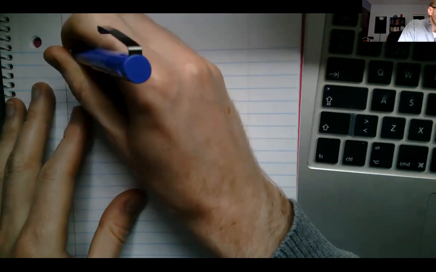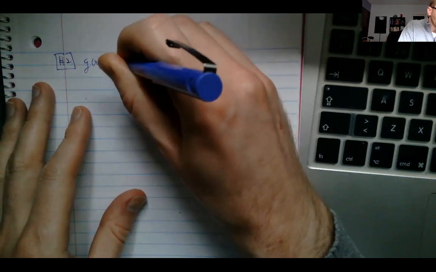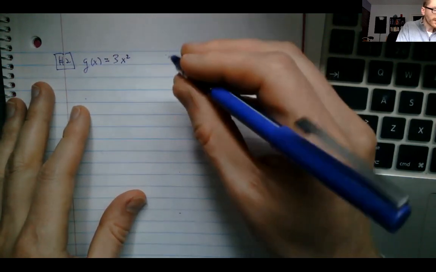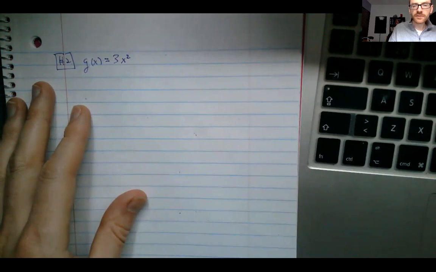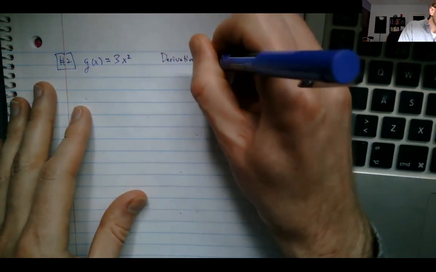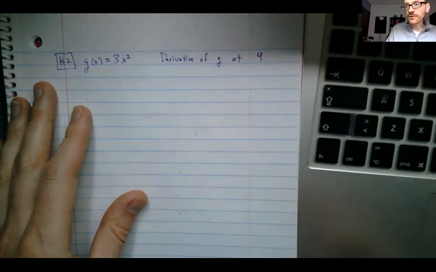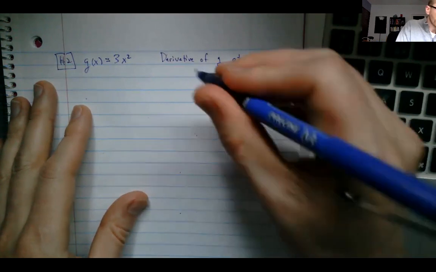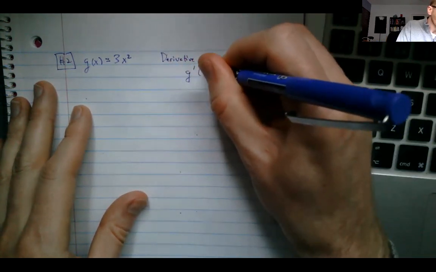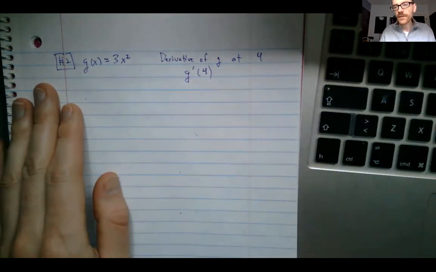we are given the function g of x is equal to 3x squared. And it says find the derivative of the function g at 4. So I want the derivative of g at 4. Symbolically, using symbols, that's g prime of 4. That's the collection of symbols that we use to represent the derivative of this function at 4.